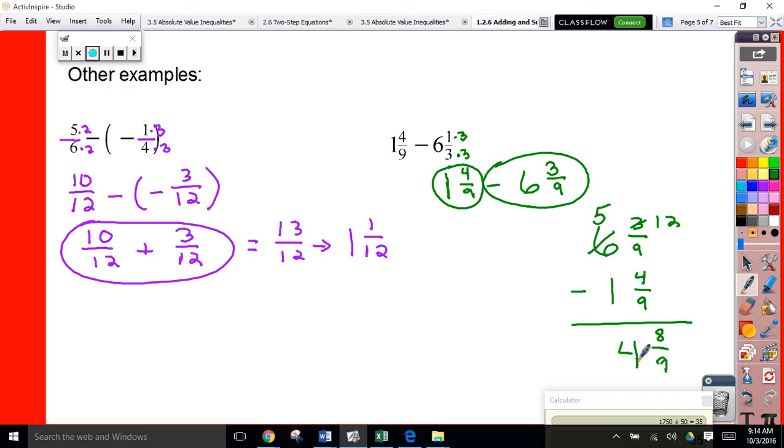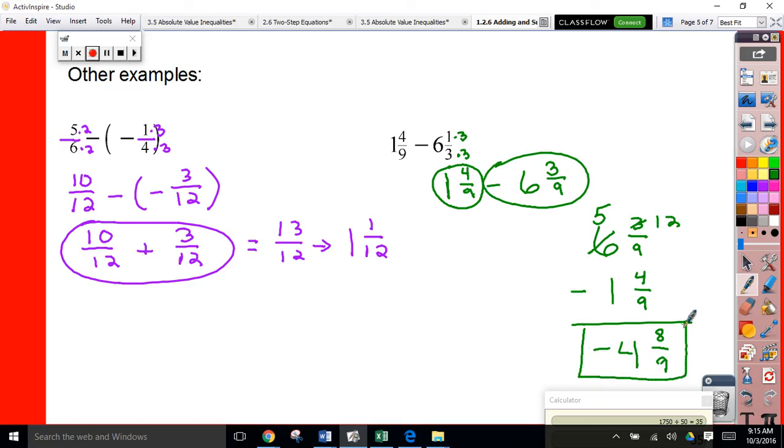My last step is to check the sign, make sure it fits my original problem. Caleb, should my answer be positive or negative based on this original problem? Positive. Why? I need to take the sign of the larger number. So which number is bigger, the 1 and 4/9? Negative. Yeah, it should be negative because I have a negative sign in front of my larger number. So my answer is negative 4 and 8/9.